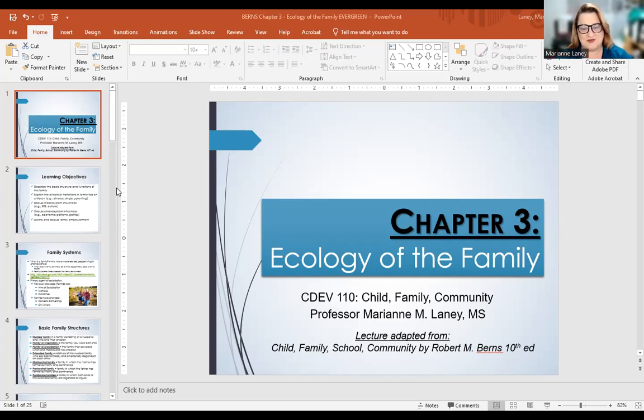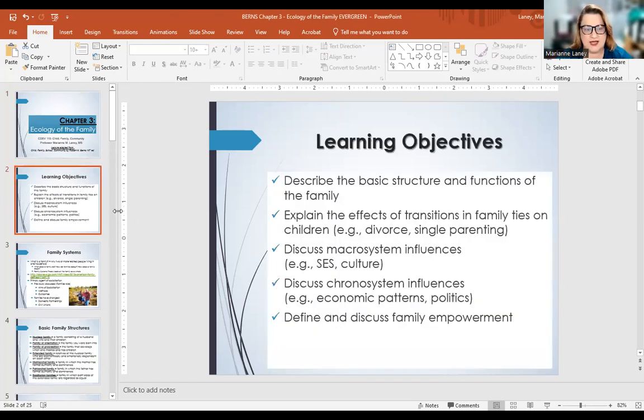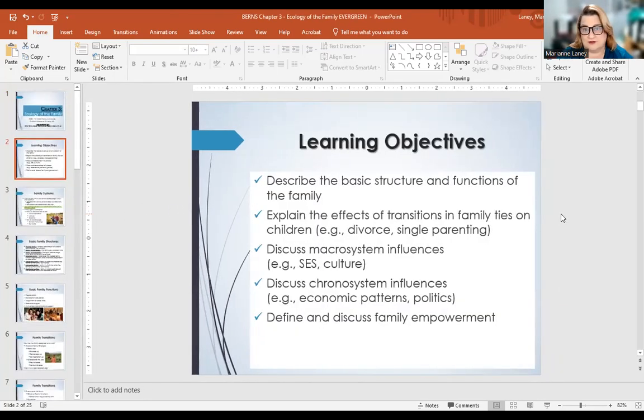right? Okay, so today, especially in the chapter, I always talk about learning objectives. Let's get that going. Learning objectives are like, what are we going to learn, right? In this chapter, it kind of gives you a roadmap. Again, I do take quiz questions and test questions from this. So describe the basic structure and functions of the family. A lot of times we know these things, but we don't know the terms associated. So we're going to learn all those things today.